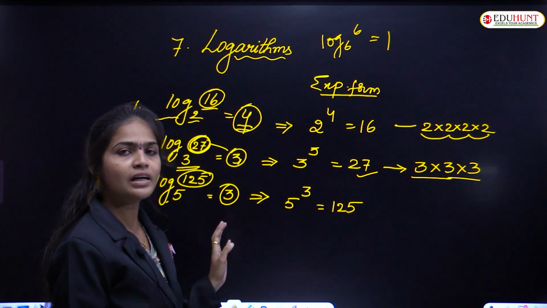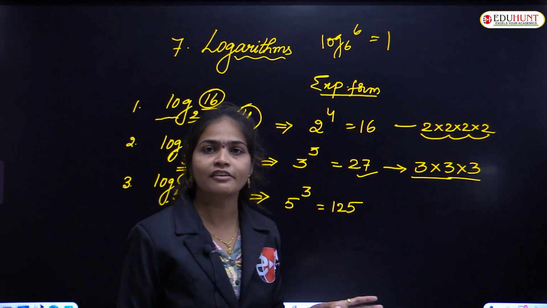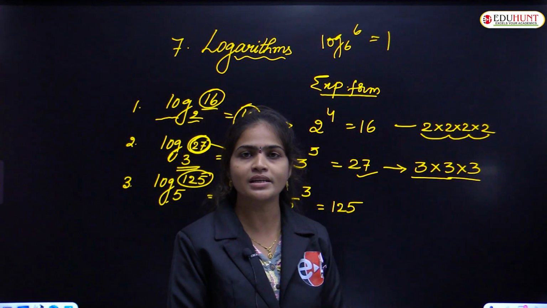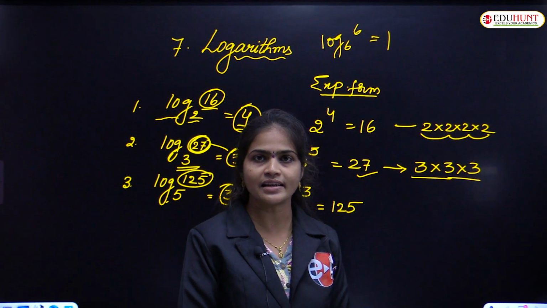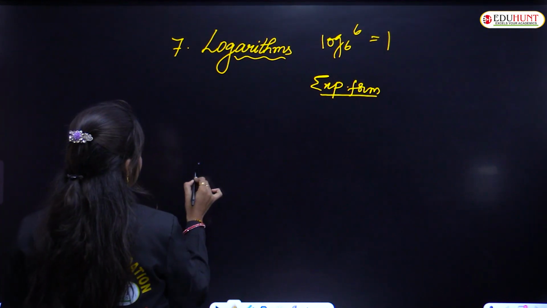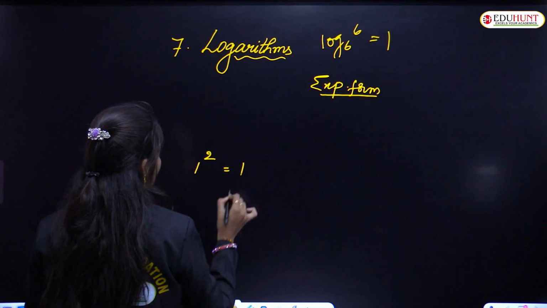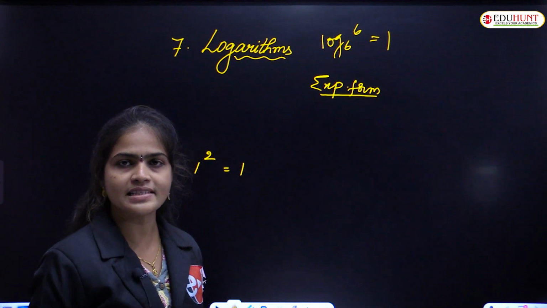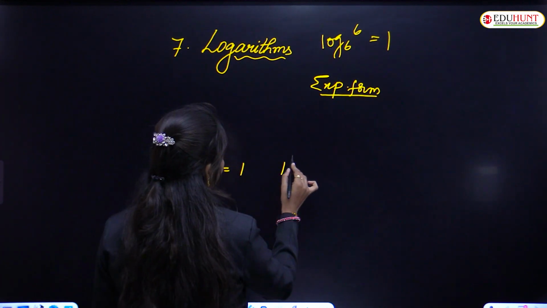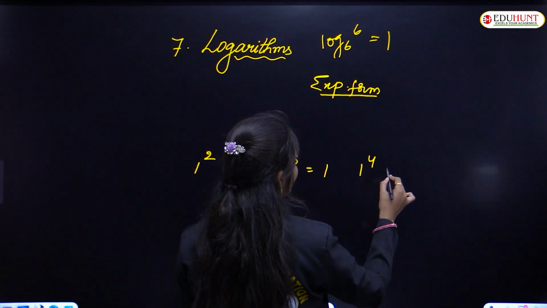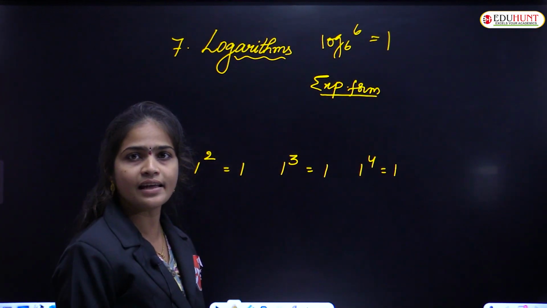Children, at the starting definition I told you that a is not equal to 1. A and b are any two real numbers, and here I said a is not equal to 1. What is the reason? I'll tell you, see here. For example, 1 square is equal to 1. Yes or no? 1 cube is equal to 1. Yes. 1 power 4 is equal to 1. Yes or no?